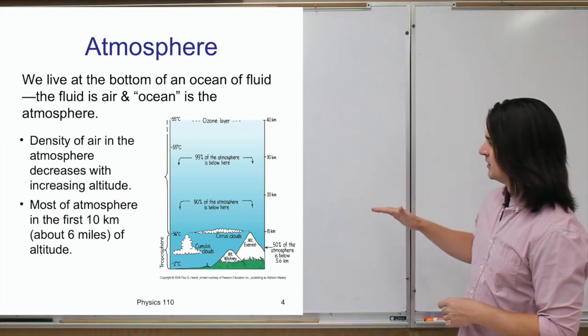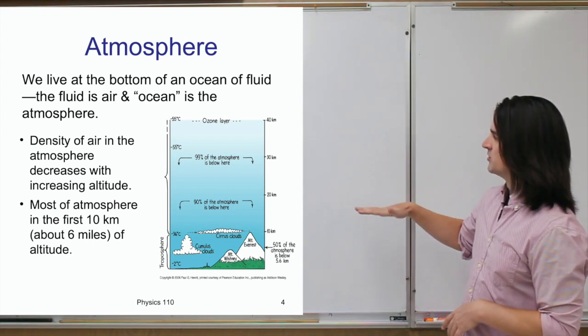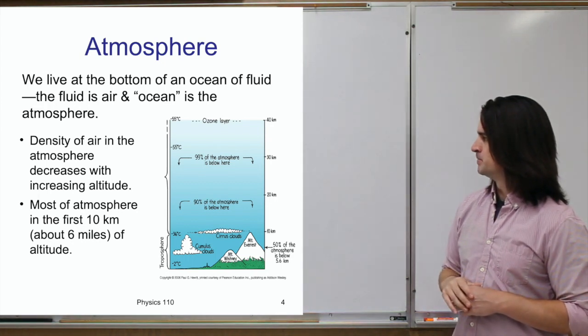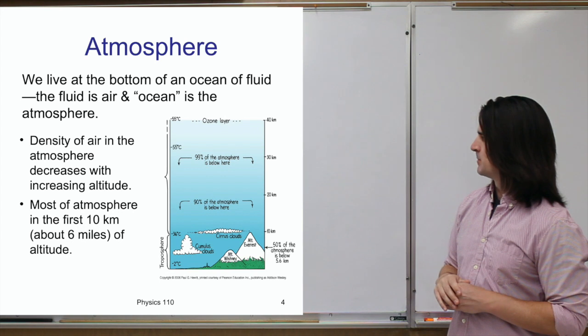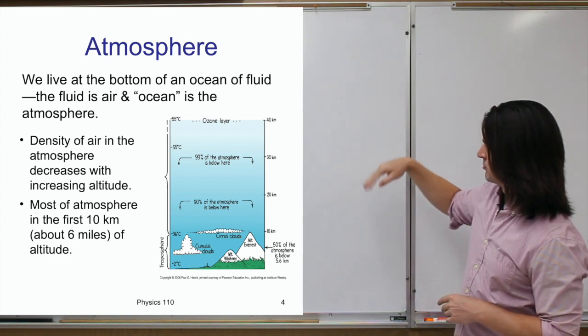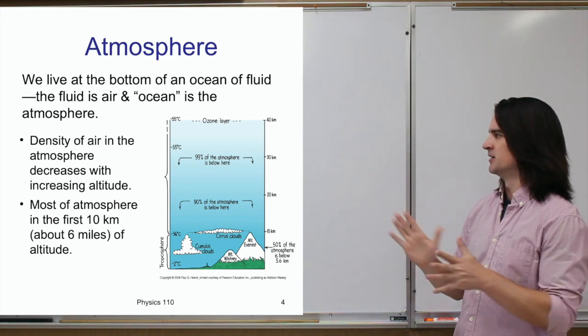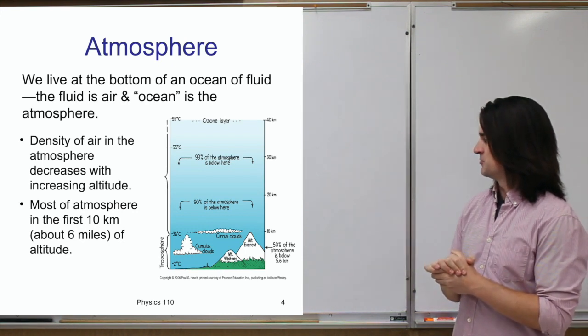It gets less and less dense as you go further and further up. Even up to 30 kilometers, 40 kilometers, there's still atmosphere there, but it's very diffuse.